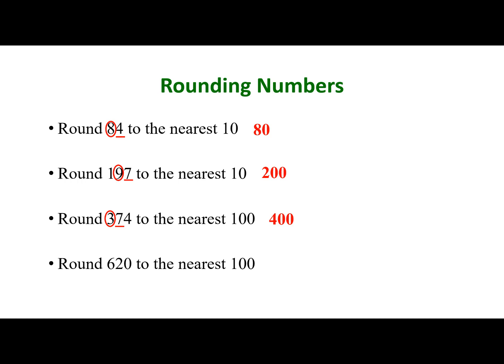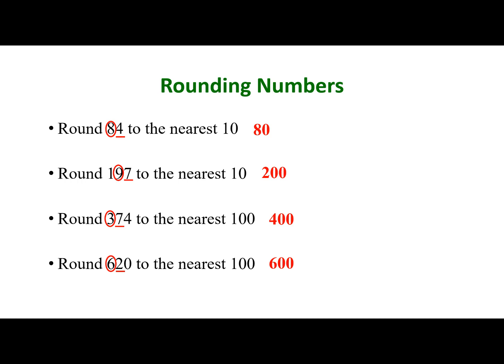Next, to the nearest hundreds place, so that means it's either going to be 600 or 700. We look to the digit to the right of 6, it's a 2, so that means this rounds down, the 2 becomes a 0, and our final answer is 600.